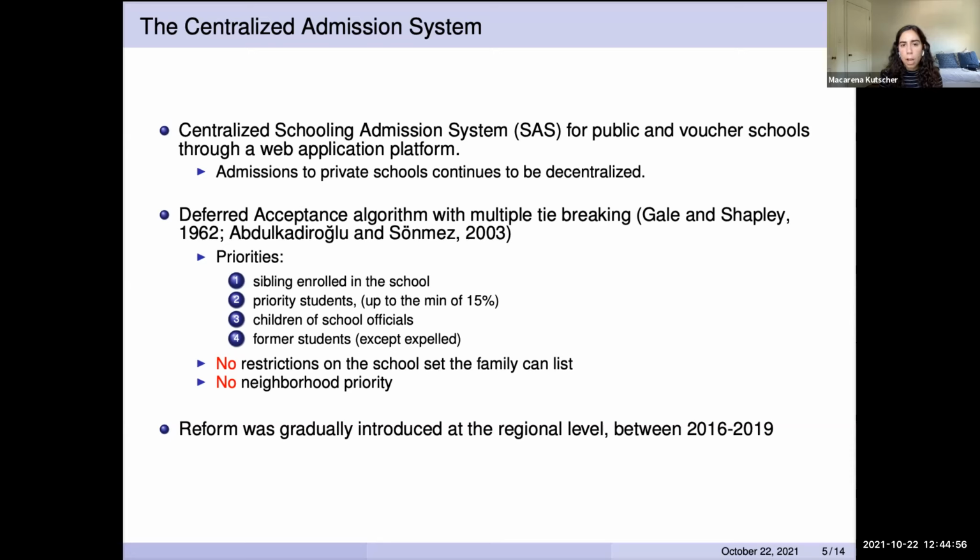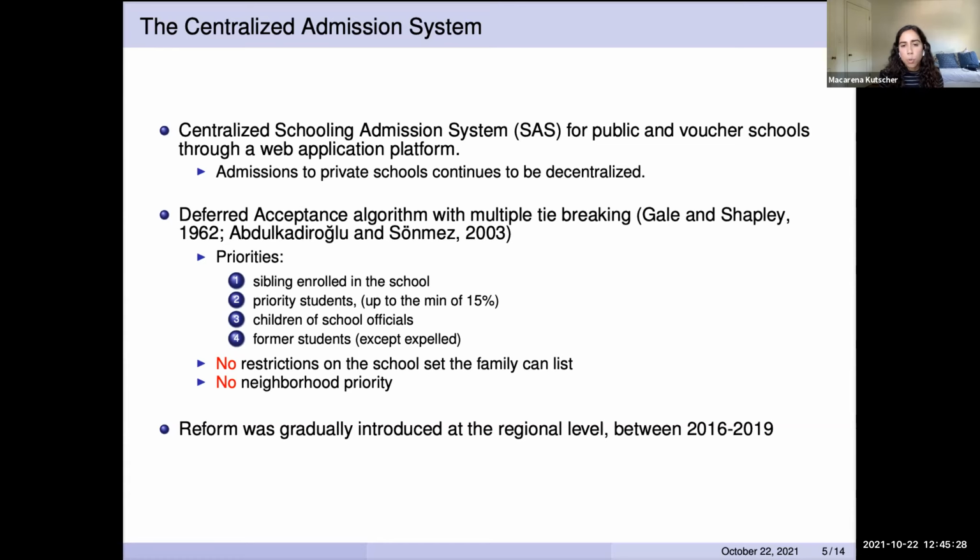The algorithm allows for special priorities, such as if the applicants have a sibling enrolled in the school, if they are classified as priority students, if they are children of school officials, etc. But importantly, note that there are no restrictions on the school set that the family can list, and the proximity to school doesn't play any role. So there is no neighborhood priority here.